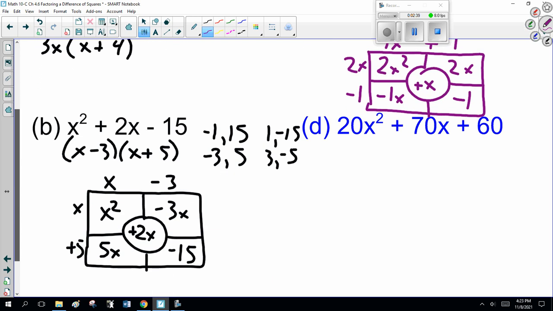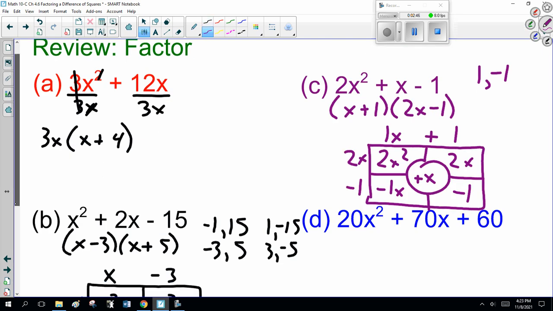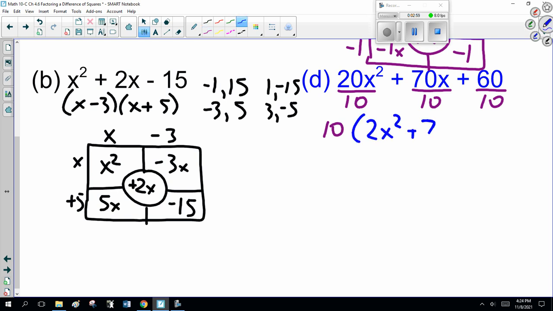Now this one, 20x squared plus 70x plus 60, is booby-trapped. What's so evil about it? Well, 20 and 70 and 60, you should go, oh, I hate this. But if we divide everything by 10, then it's 10 times 2x squared plus 7x plus 6, which is a lot easier to factor.